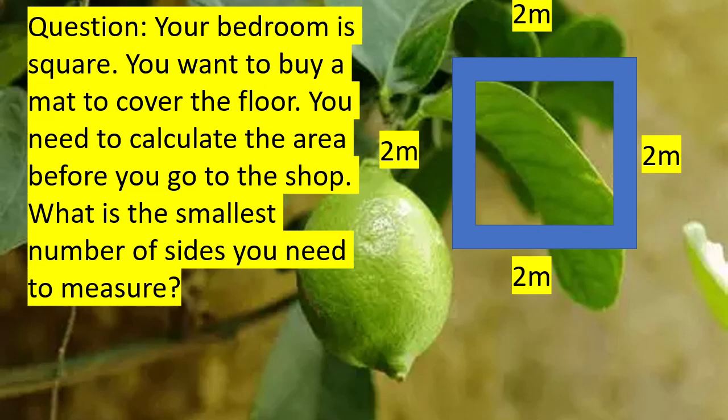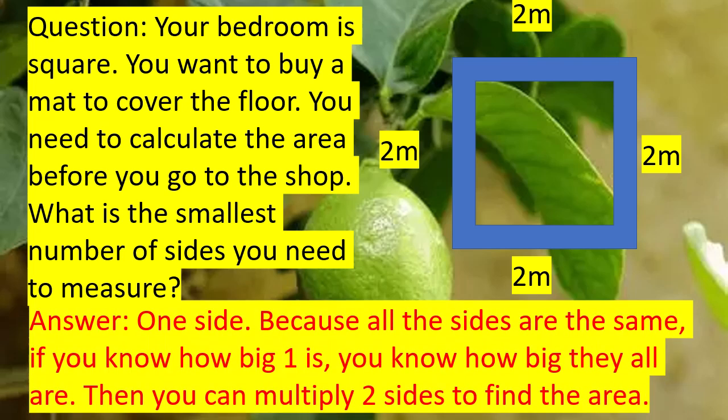Okay, here's the question. Your bedroom is square. You want to buy a mat to cover the floor. You need to calculate the area before you go to the shop. What is the smallest number of sides you need to measure? And the answer is one side, because all the sides are the same. If you know how big one is, you know how big they all are. Then you can multiply two sides to find the area.